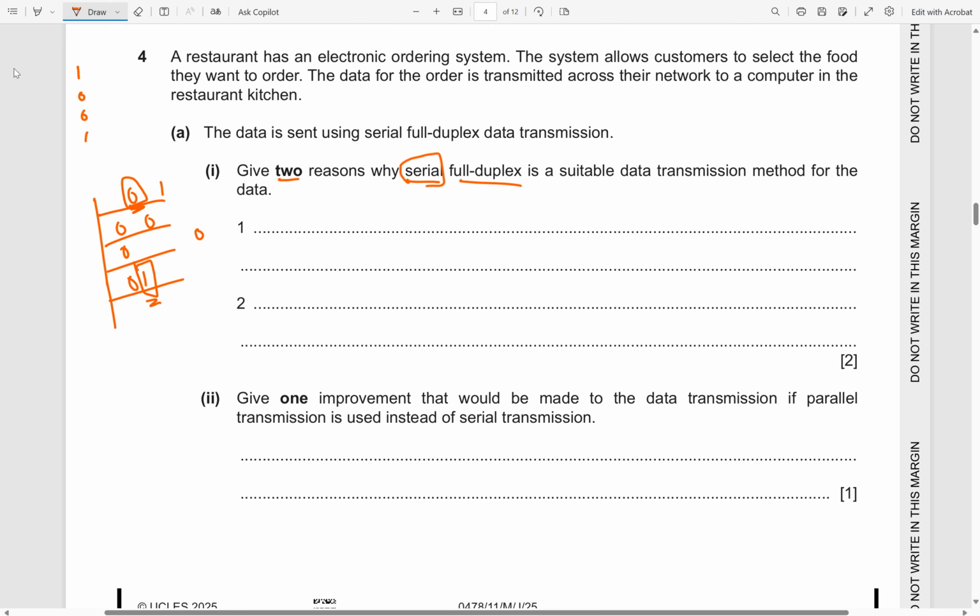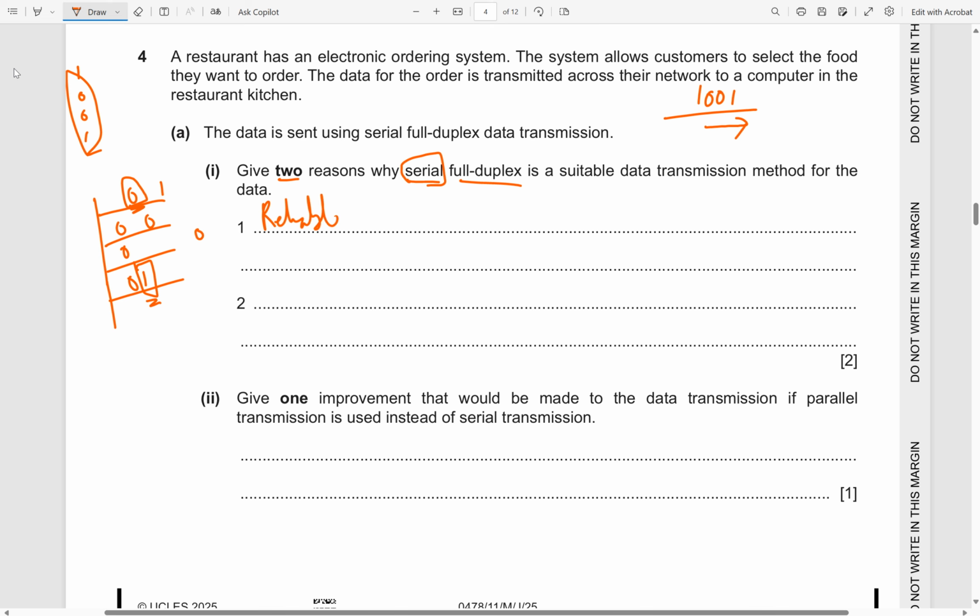Whereas if we're talking serial, because serial is literally just one wire, first we send a 1, then we send a 0, then we send a 0, and then we send another 1 here. Hopefully that makes sense, because they're sent one after the other, they're going to arrive in order.